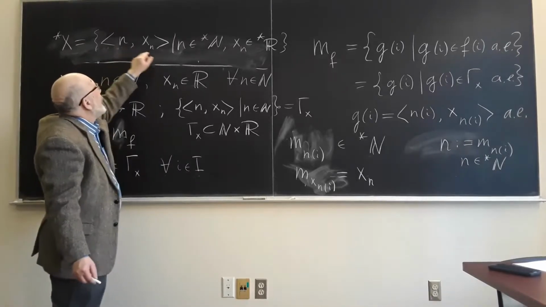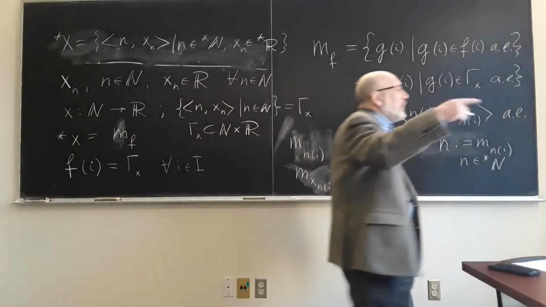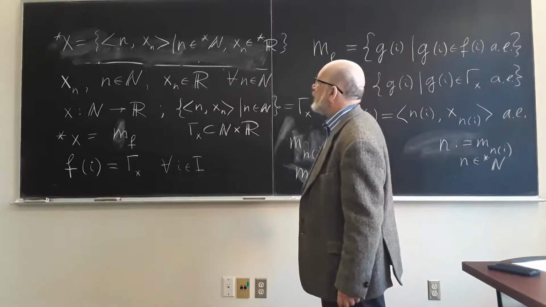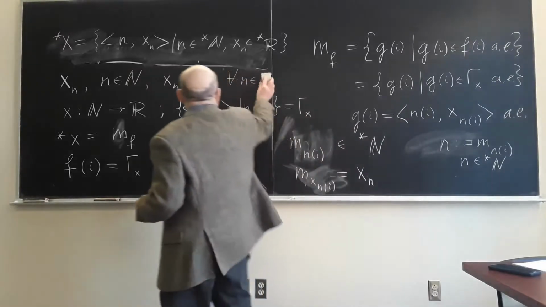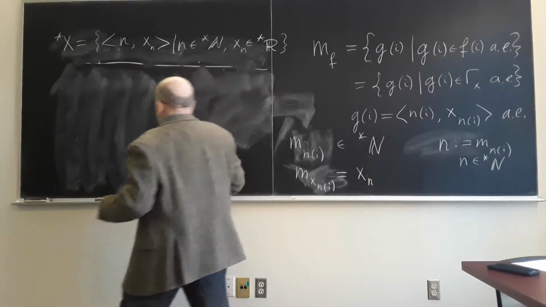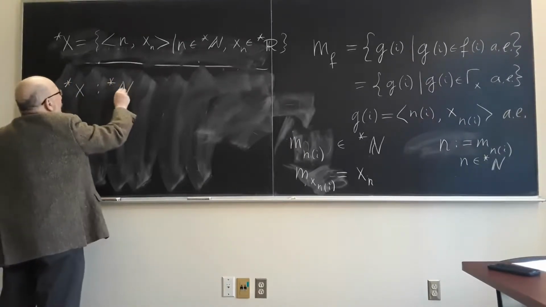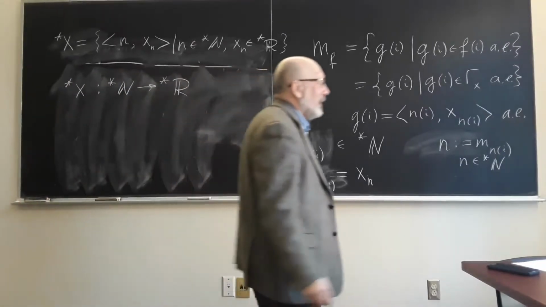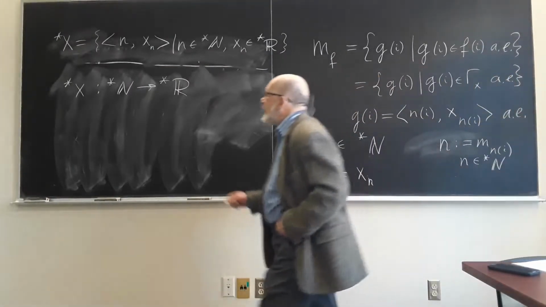So we have, for almost every sequence n of i, for any sequence f on i, which is defined up to measure zero, a corresponding element of *R, and so we have that. Write it: *x is a map from *N to *R. So this is a continuation of our sequence.